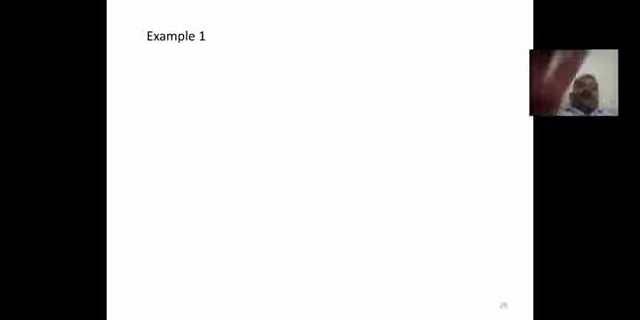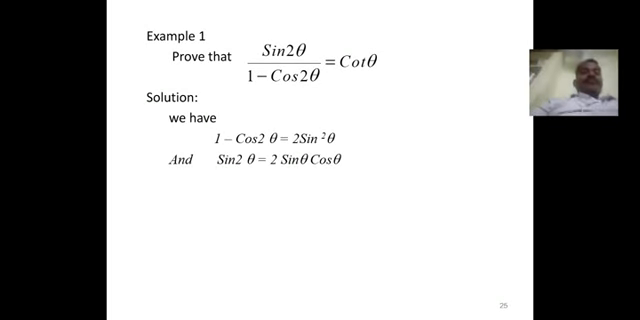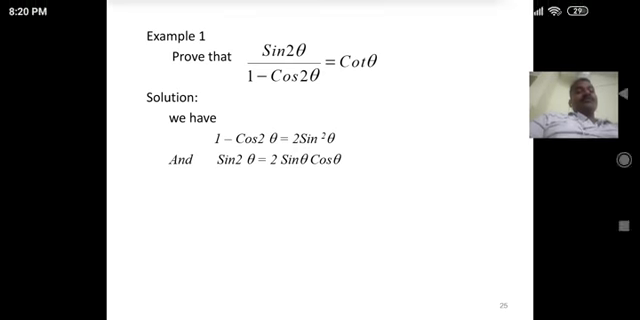Now problems, for example, prove that sine 2 theta by (1 minus cos 2 theta) is cot theta. Take the LHS part. That LHS part is sine 2 theta by (1 minus cos 2 theta). So here the sine 2 theta formula is 2 sine theta cos theta, and for 1 minus cos 2 theta, you can write the cos 2 theta formula as 1 minus 2 sine square theta, so that you can write it as 2 sine square theta.